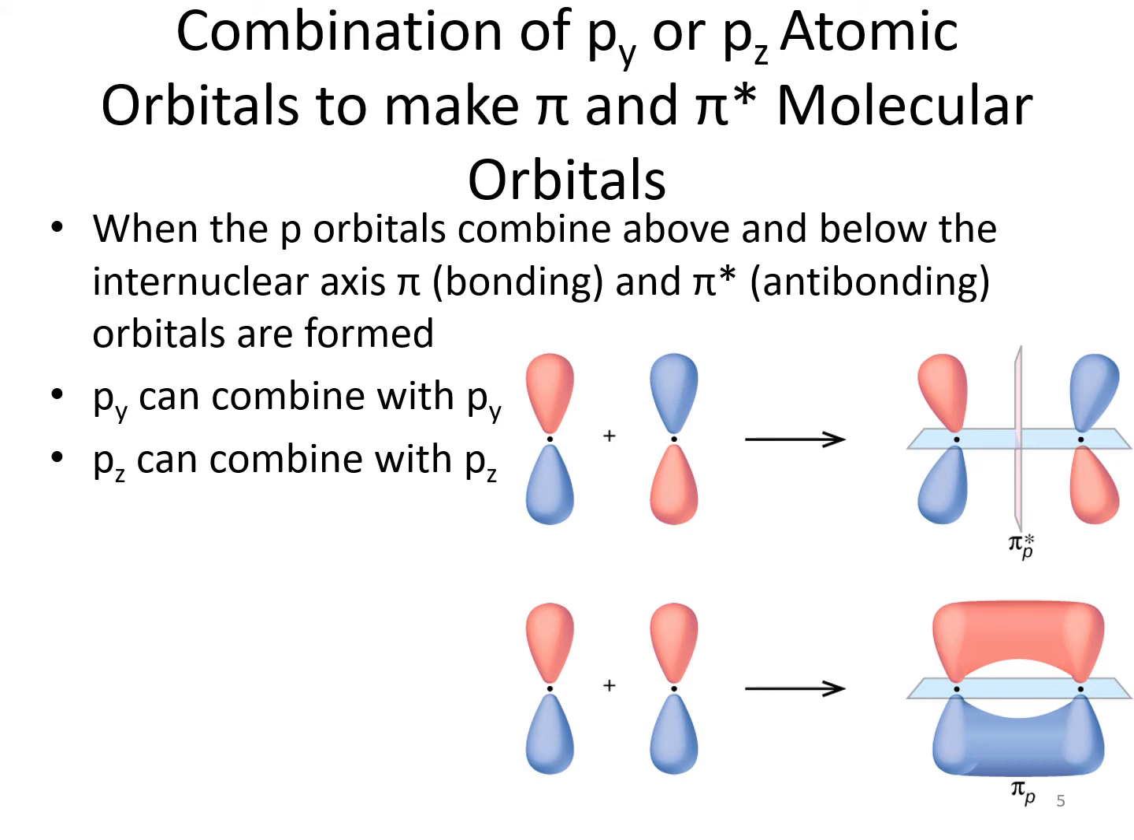Other p orbitals in the molecule are not pointing along the internuclear axis. Instead, they are either above, below, or in front of, behind the internuclear axis. When these combine, they make pi bonding and pi antibonding molecular orbitals. The pi bonding molecular orbitals have electrons above and below the internuclear axis, but mostly between the two atoms. The pi antibonding molecular orbitals have electrons above and below the internuclear axis, but mostly pointing away from the two atoms. The orbitals that combine have to be parallel to each other. Py can combine with Py, Pz can combine with Pz.